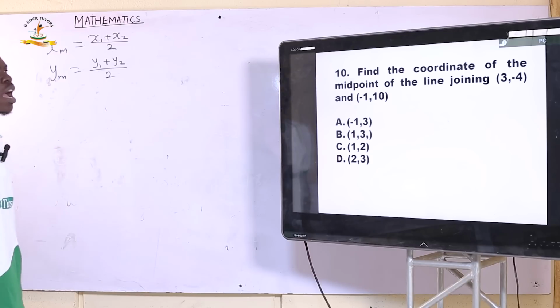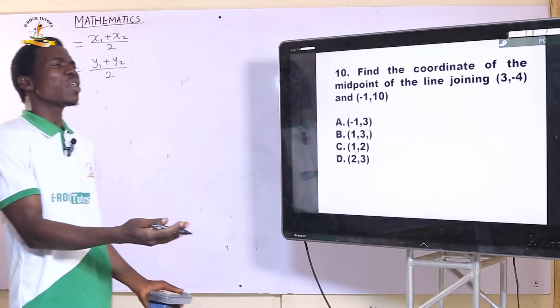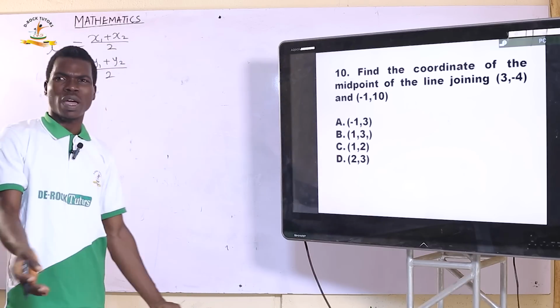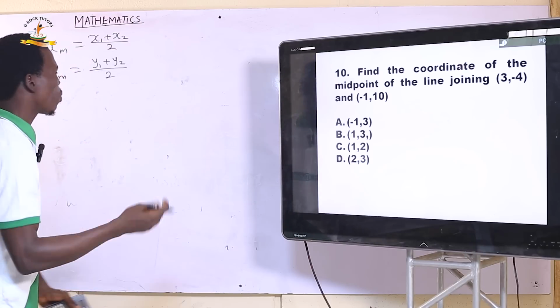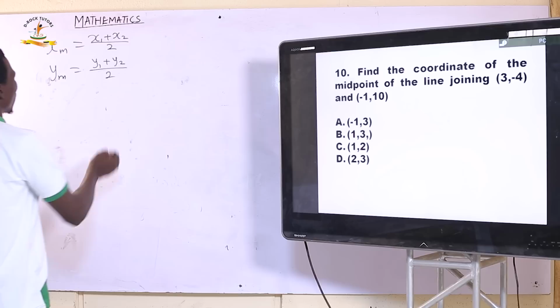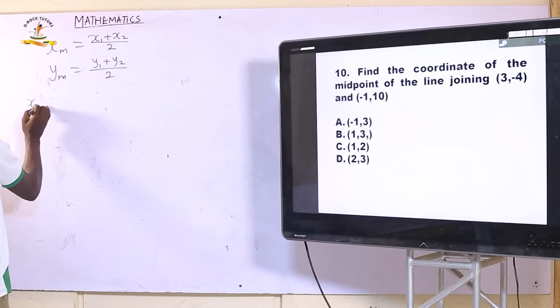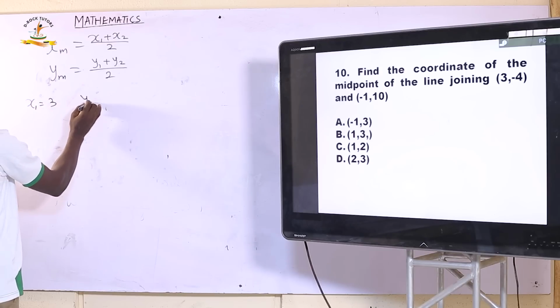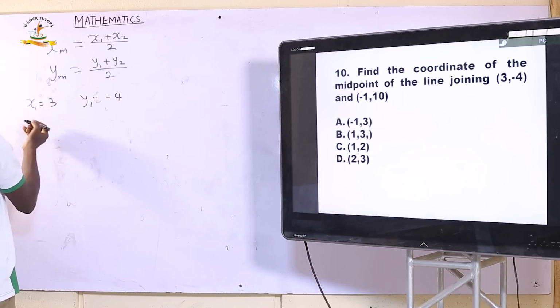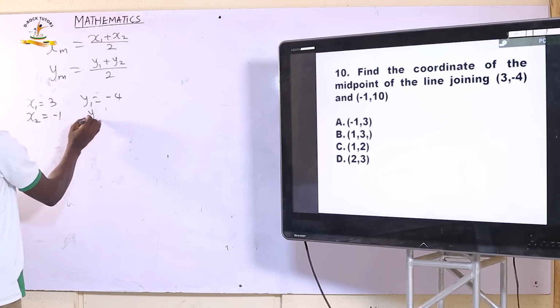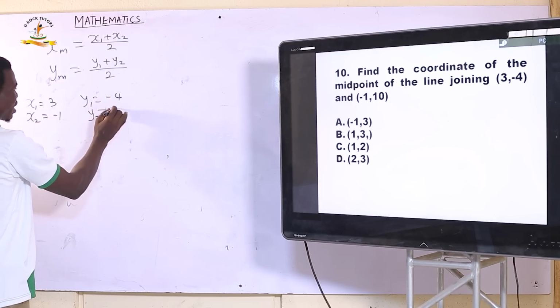So here we're given our coordinates. You simply pick any pair and call it 1 and 2, then pick the other pair and call it 1 and 2. So I'm going to have the first pair given to me with x1 equals 3 and y1 equals -4. The second pair, I call it x2 equals -1 and y2 equals 10.